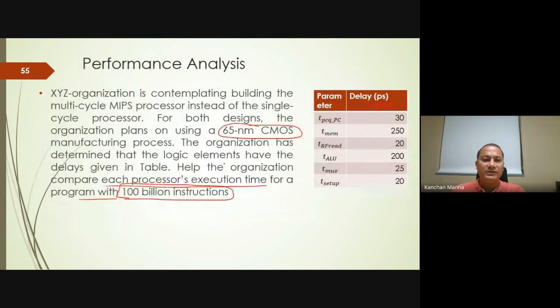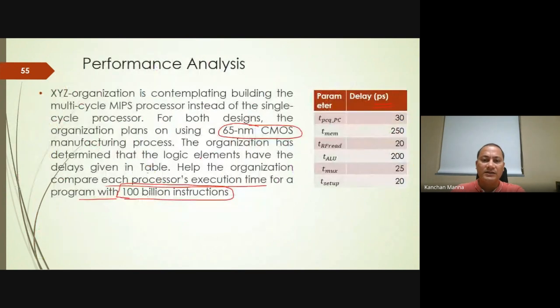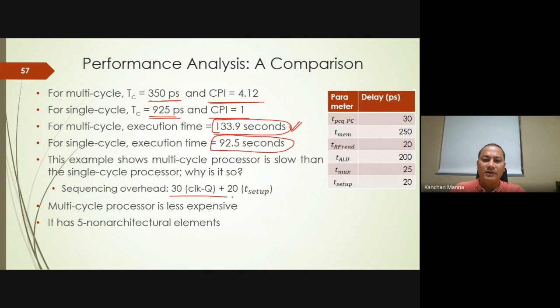Because every time you see this in this data path, there is this clock to Q and then setup here. Here also this clock to Q and then setup, and also clock to Q and then setup for this PC. These parts are common, this component, and that takes 50 picosecond. And that is the extra thing that we have. Because of that, the execution time is more.